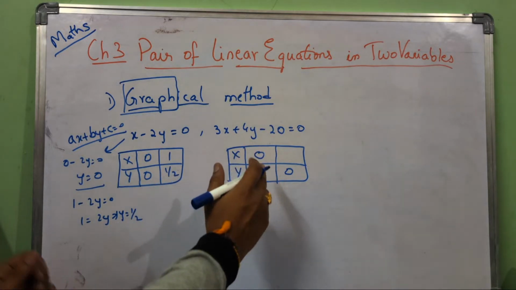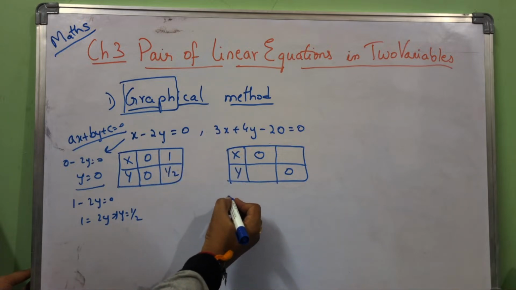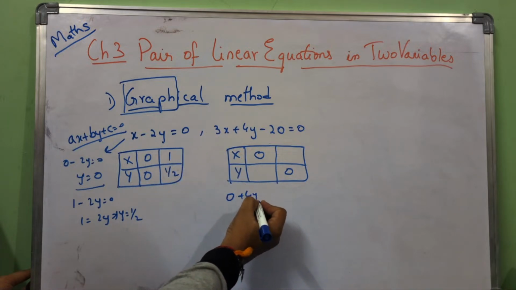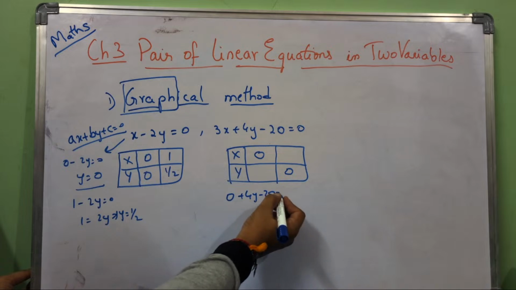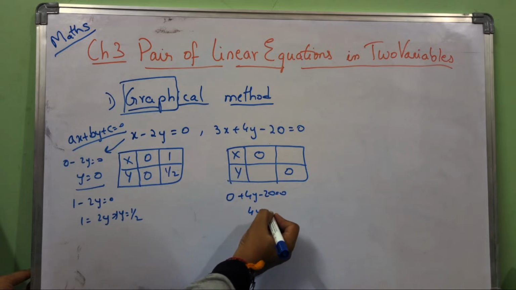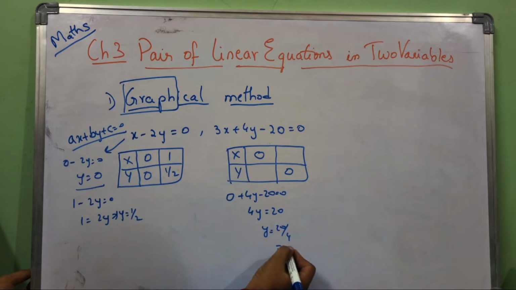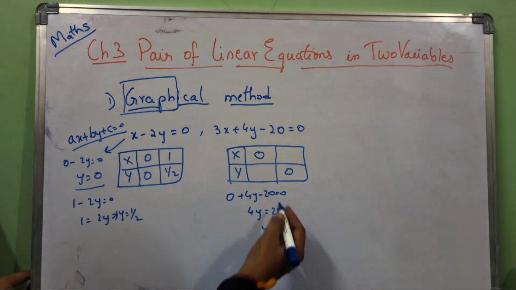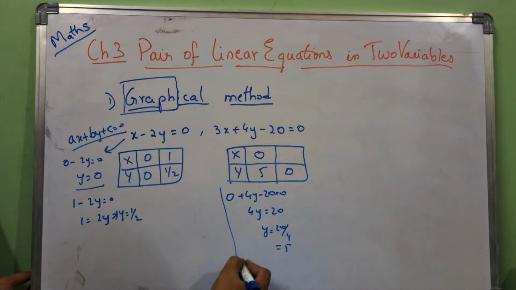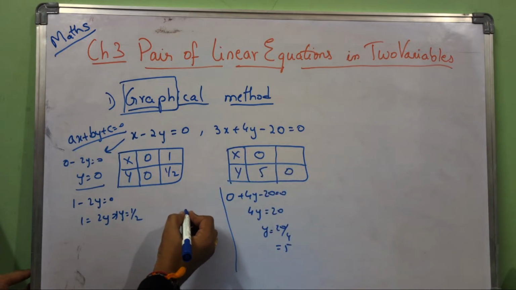Let's solve this one here. Keep x as 0, 0 plus 4y minus 20 equal to 0, 4y equal to 20, so y becomes 20 by 4, which is equal to 5. So if x is 0, y value is 5. The same way, just keep y value as 0 and get the x value.